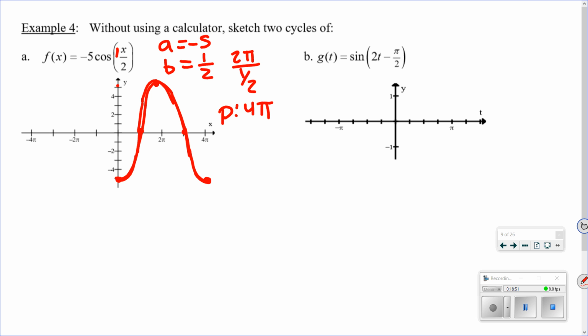If it's down at -5, at 4 pi, it has to be back there. You have to complete one cycle. Halfway in between, it has to reach its peak, and then it's going to cross halfway between those. So you can draw another cycle, looks something like that.